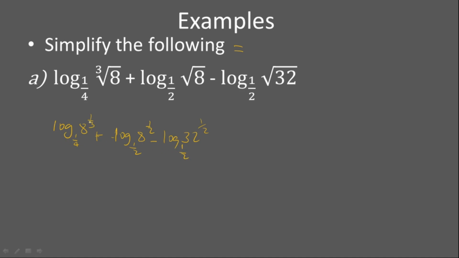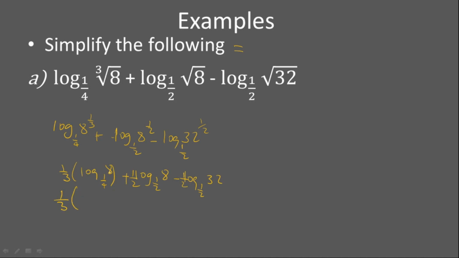We can simplify this one. This means 1/3. We can convert all the numbers into the same base type. This can be written as 1/3 times log a to the base 1 over 4, plus, we can write again 1 over 2 here, the logarithm of a to the base 1 over 2, minus, we can write again here 1 over 2 times the logarithm of 32 to the base 1 over 2.